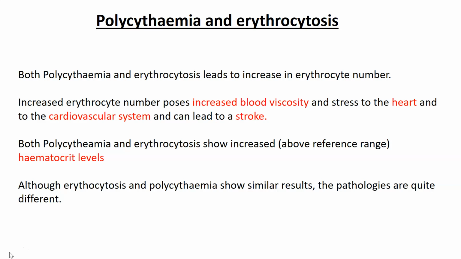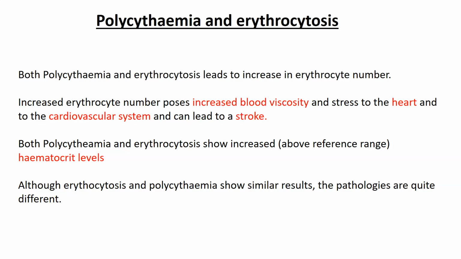We've talked about anemias now, a drop in red blood cell number. Now let's talk about conditions where there are excessive numbers of red blood cells. The two terms, polycythemia and erythrocytosis, are sometimes interchanged, but they shouldn't be because they mean slightly different things. Both polycythemia and erythrocytosis lead to an increase in erythrocyte number. That's what they have in common. In both cases, the red blood cell number has increased.